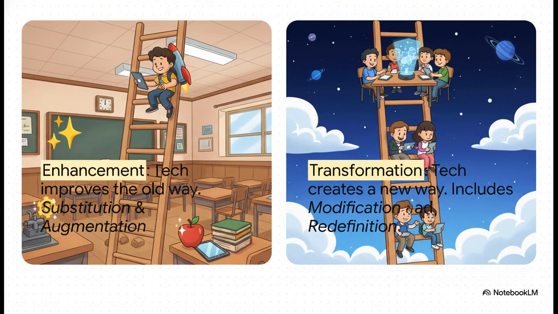And this right here, this is the big aha moment of the whole SAMR model. The ladder is really split into 2 halves. Those bottom rungs, substitution and augmentation, that's all about enhancement. You're using tech to do the same old stuff, just a little bit better. But those top 2 rungs, modification and redefinition, whoa, that's about transformation. That's where you're using tech to create brand new ways for students to learn.